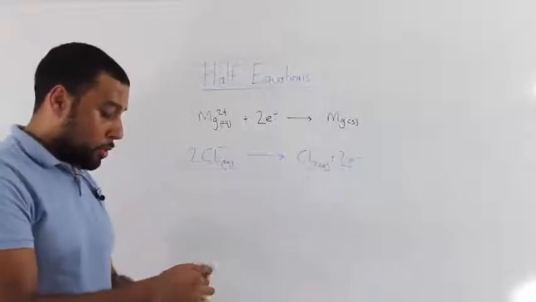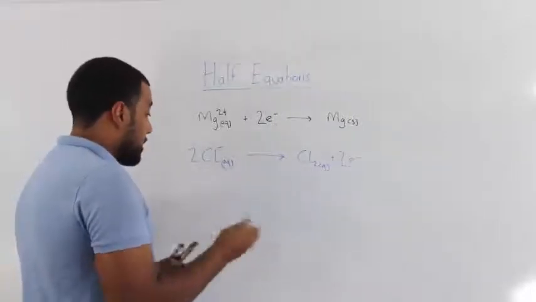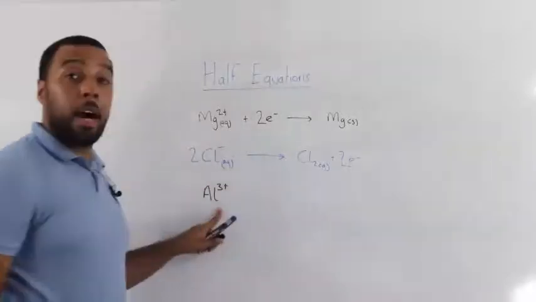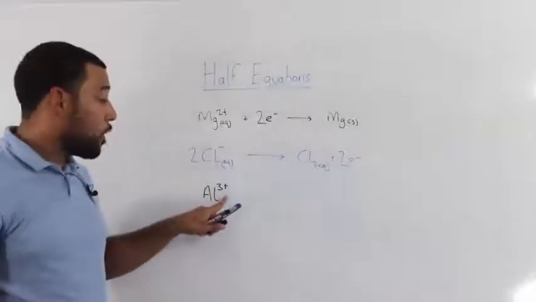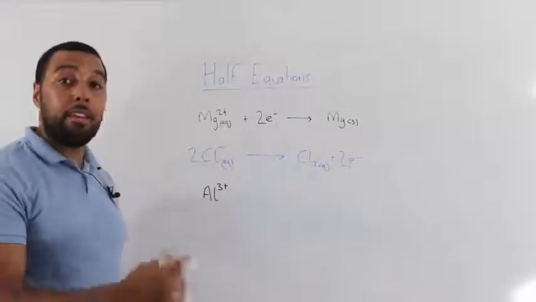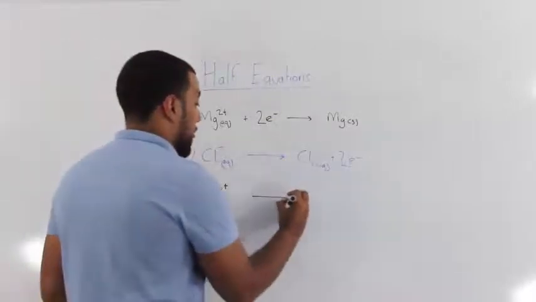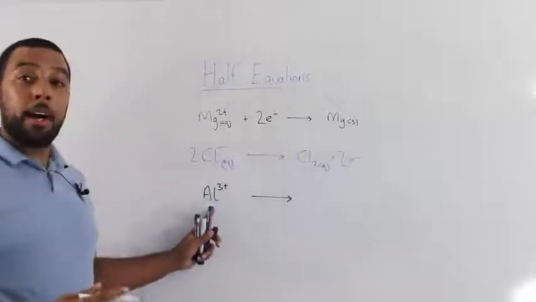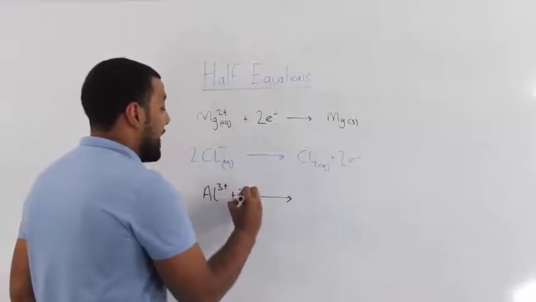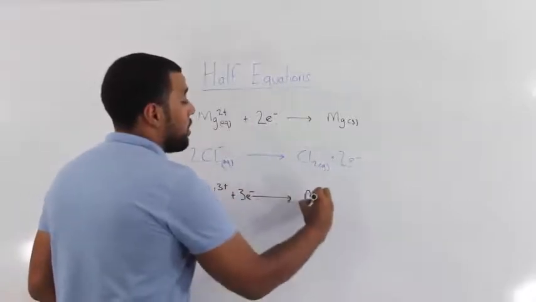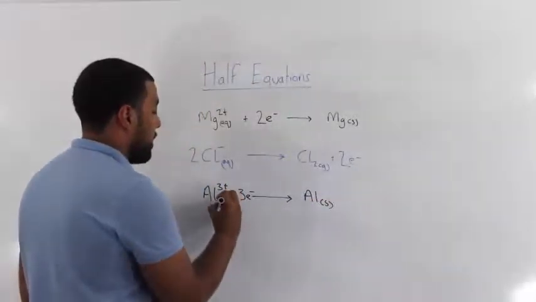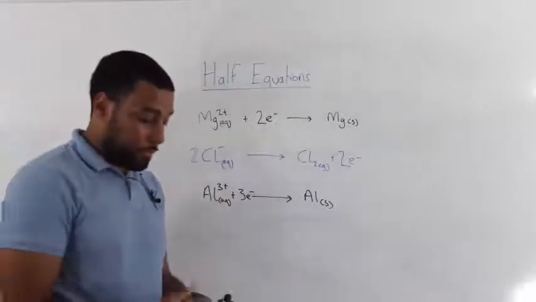I'll give you guys 2 more. Let's look at aluminium. Aluminium ions have a 3+ charge. They've lost 3 electrons, and for those ions to turn into atoms, they need to gain 3 electrons. These aluminium ions will be attracted to the negative electrode, where they gain 3 electrons to turn into aluminium atoms. And don't forget your state symbols.